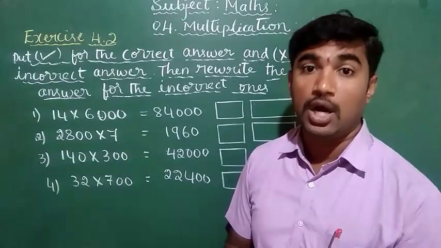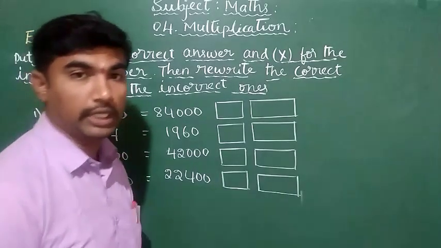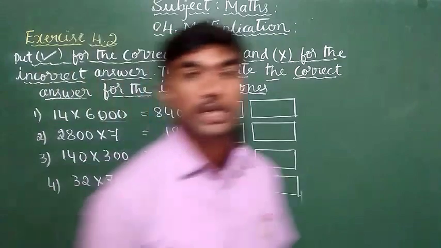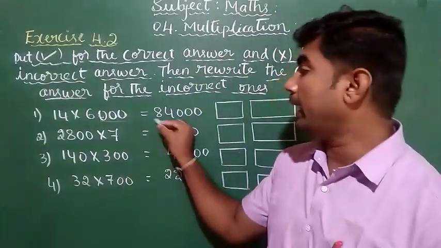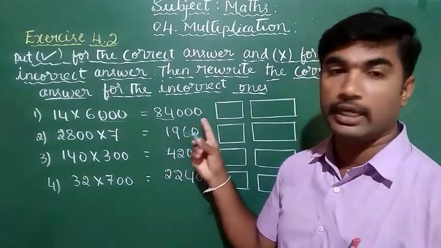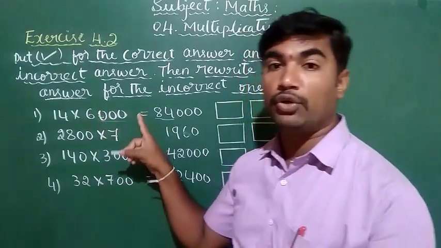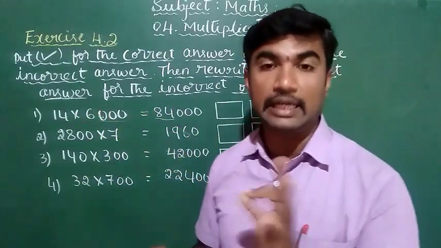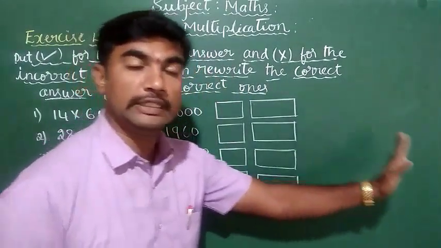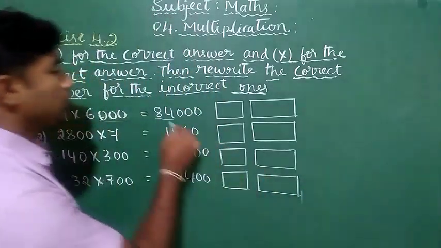We need to check. How to check? My dear students, here how many zeros are there? 3 zeros are there. Before that, 14 into 6, 14 sixes, how much? 14 sixes are 84. And how many zeros are there here? 3 zeros, 1 2 3. We need to write the 3 zeros. So 14 into 6,000 equal to 84,000. This is the right one. You can cross check. You can multiply 14 into 6,000, and you get the product 84,000 itself. So this is the right one.